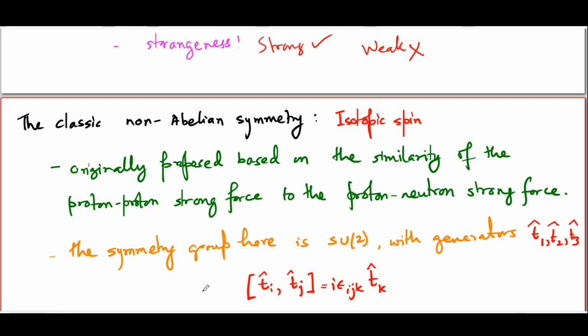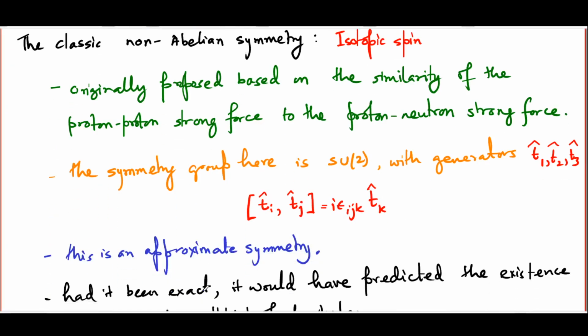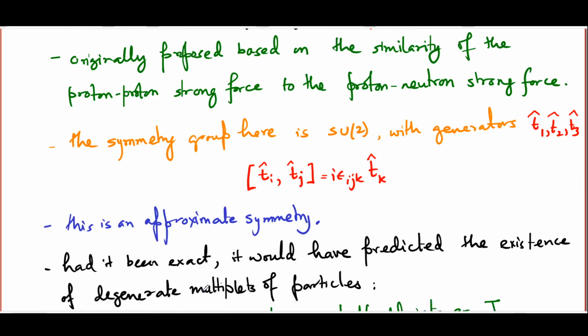Now, as I have stressed several times, this is an approximate symmetry. Had it been exact, it would have predicted the existence of degenerate multiplets of particles with exactly the same mass, which essentially would be different states of the same particle, so to speak. The classic example that we started out with was, of course, the nucleon, whose two states would have been the proton and the neutron, which would have been identical had there been no electromagnetism. Indeed, the small difference in mass between the proton and the neutron can also be explained away by thinking of it as an effect due to the electromagnetic interaction.